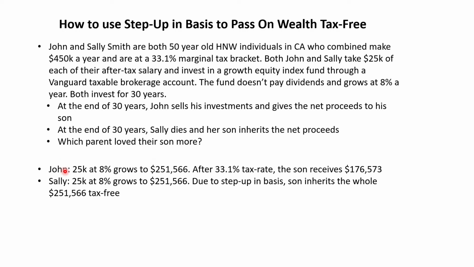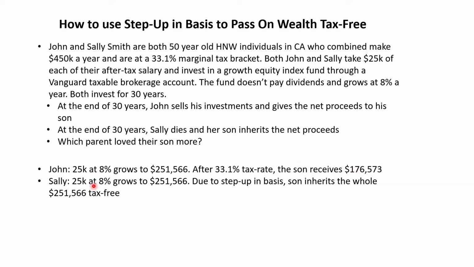So John, again, he invests the $25,000. It grows at 8% a year, and it's compounding for 30 years. It grows to $251,566. Again, this is subject to a 33.1% tax rate. So after the taxes, John receives $176,573, and then gives that amount to his son. He just gifts it. So that's what his son receives.